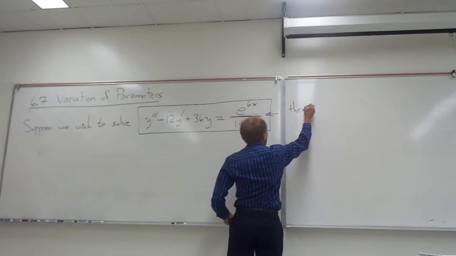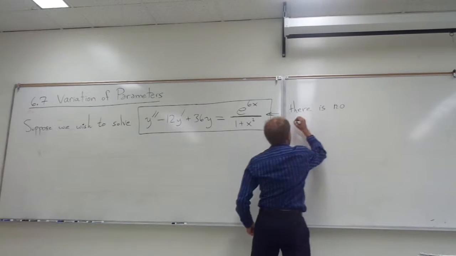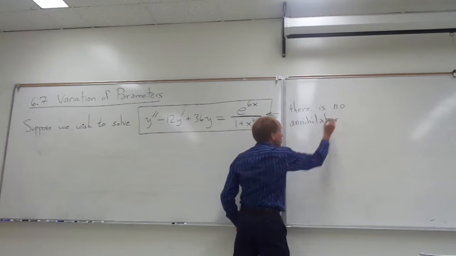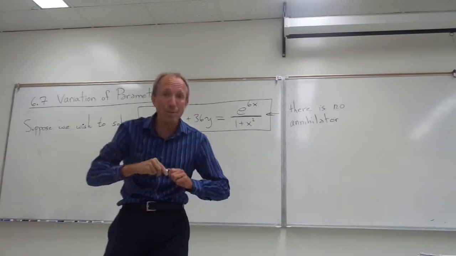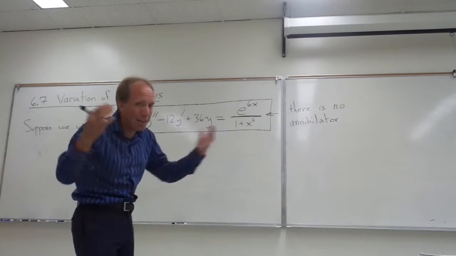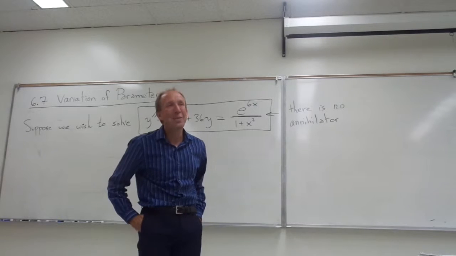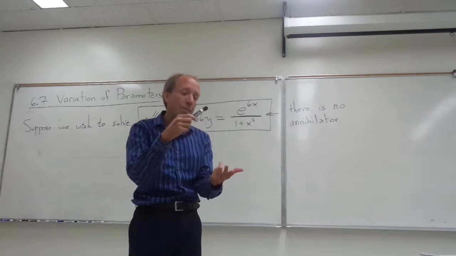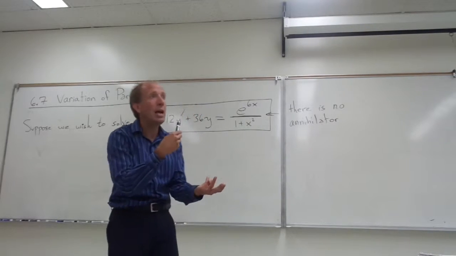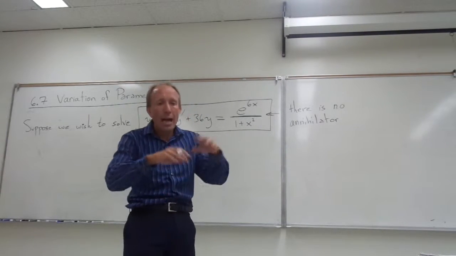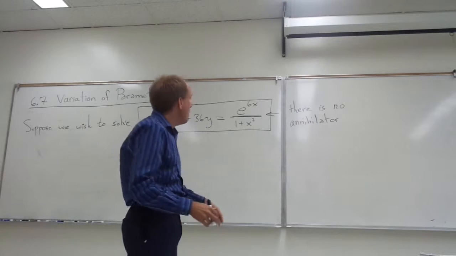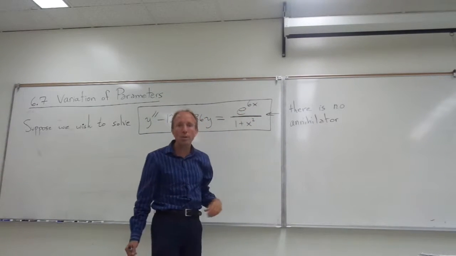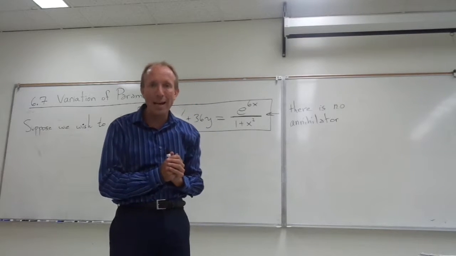There is no annihilator. So if there is no annihilator for the function on the right-hand side of your differential equation, then you're not going to be able to use that method, of course. Annihilators are great for powers of x, sine and cosine, and exponential functions, and combinations of those. But when you have fractions like this, this is not the sort of function that is going to be well suited to the annihilator method.